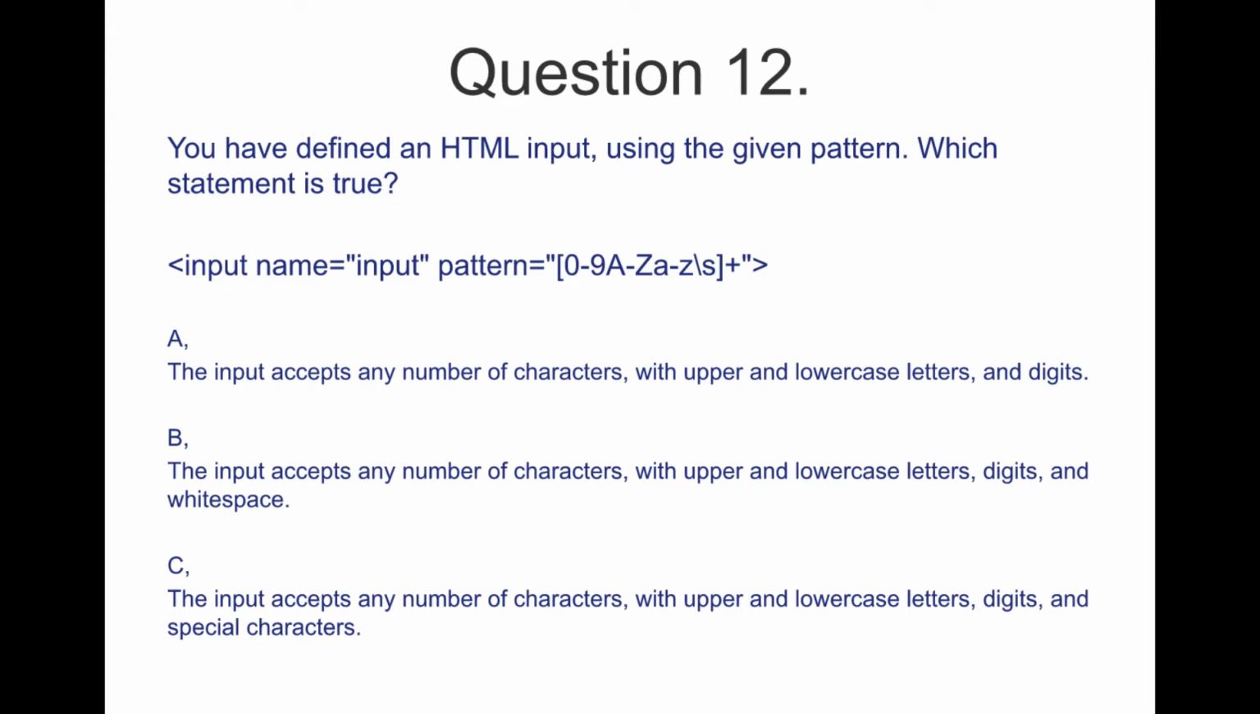And option number A, the input accepts any number of characters with upper and lowercase letters and digits. Option number B, the input accepts any number of characters with upper and lowercase letters, digits, and white space. Option number C, the input accepts any number of characters with upper and lowercase letters, digits, and special characters. So which one does this pattern represent? Make your selection, and I'll provide you the answer.